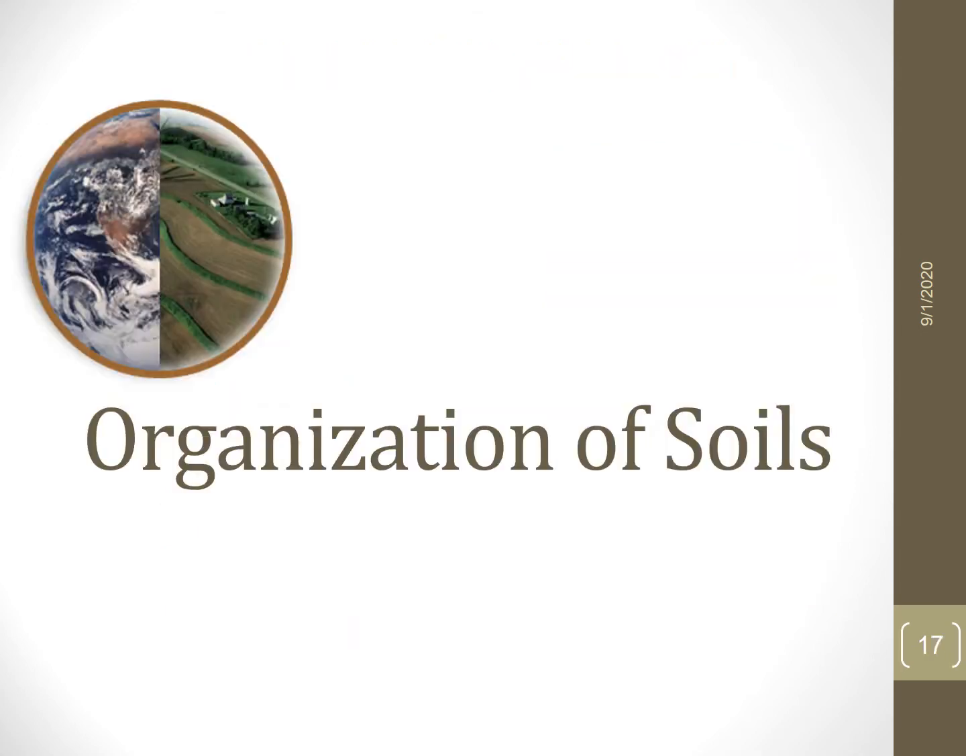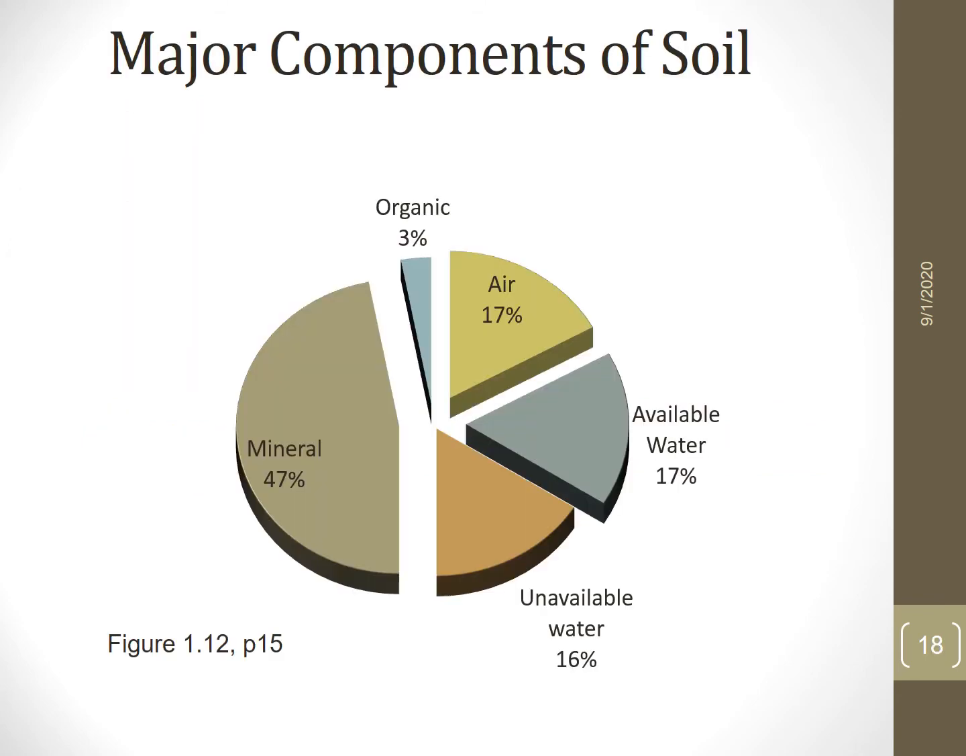Soil is organized, believe it or not. It's not in disarray. The major components of soil: there's about 47% mineral matter in the soil, about 3% organic matter, 17% air, 17% available water, and about 16% unavailable water.